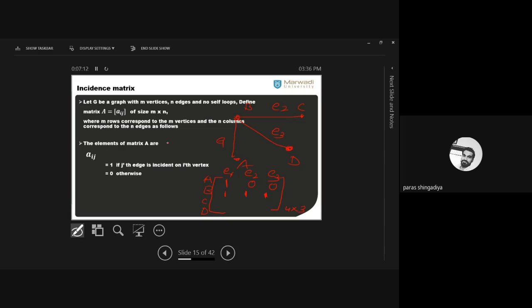Now C with the rest of all. So C with E1 it is 0, C with E2 is 1, and C with E3 is 0. And D with the rest of all. So D with E1 is 0, D with E2 is 0, and D with E3 is 1. So the matrix you will get is 4 by 3.